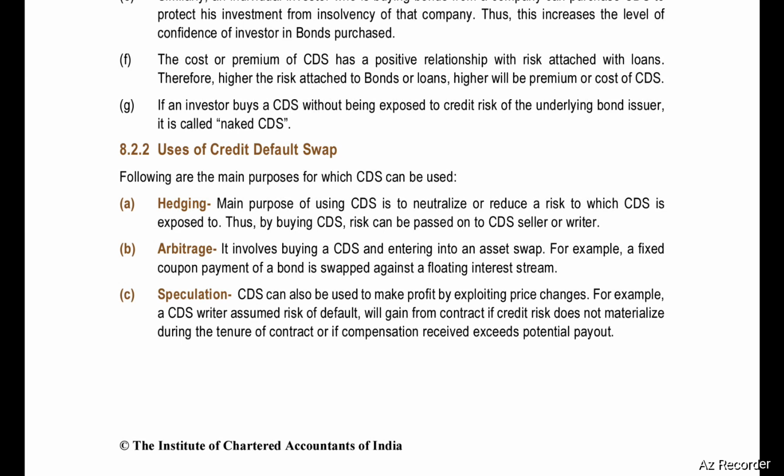Next, arbitrage. It involves buying a CDS and entering into an asset swap. For example, a fixed coupon payment of a bond is swapped against a floating interest stream. Next, speculation. CDS can also be used to make profit by exploiting price changes. For example, a CDS writer who assumed risk of default will gain from the contract if credit risk does not materialize during the tenure of contract or if compensation received exceeds potential payout.